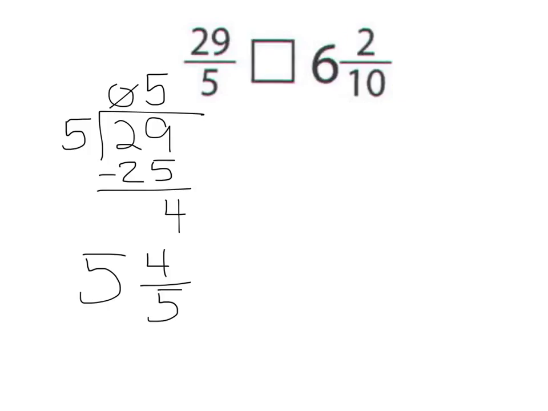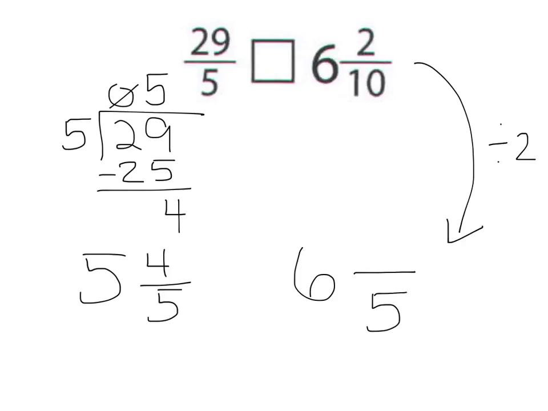I'm going to carry down the 6 wholes. The 6 wholes never changes, so we don't really need to do anything with that number. But in order to change the 2/10 into a denominator that has 5, we can divide by 2, because 10 divided by 2 gives us 5, and then our numerator also needs to be divided by 2. That will give us 1. So now we can compare.